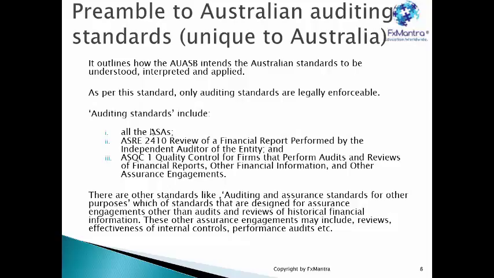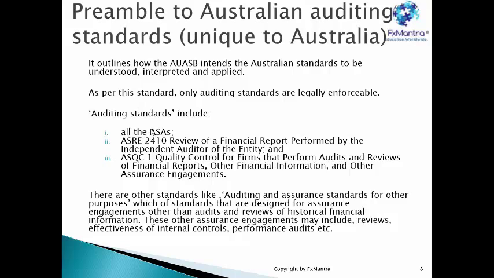There could be other standards which are not exactly focused on the historical audit and review of financial information. They could include general reviews, like let's say I hire you to understand the effectiveness of internal control in my business, or maybe I'm just trying to understand the performance of my business, or evaluate the efficiency of my business. Then they are not included in the term auditing standards. And as I said, only auditing standards have legal enforceability in Australia. So this preamble is something which is unique to Australia.